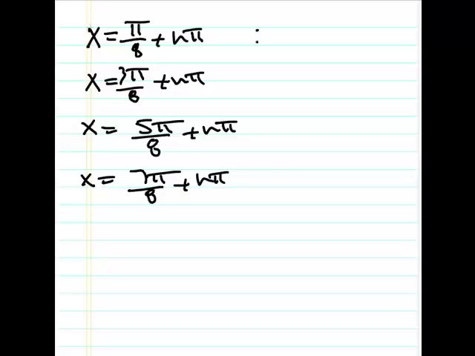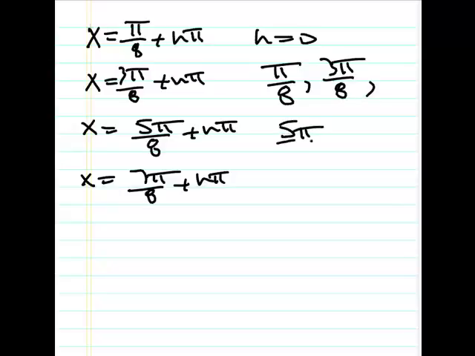In the case of n equaling 0, we're going to get pi over 8, 3 pi over 8, 5 pi over 8, and 7 pi over 8.